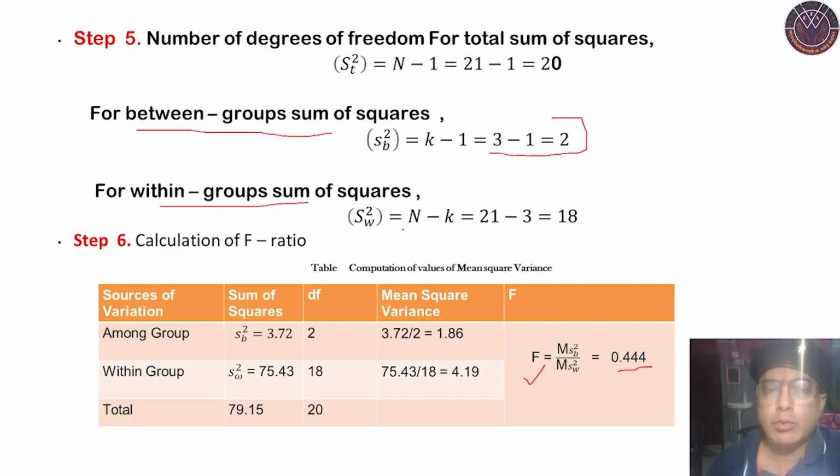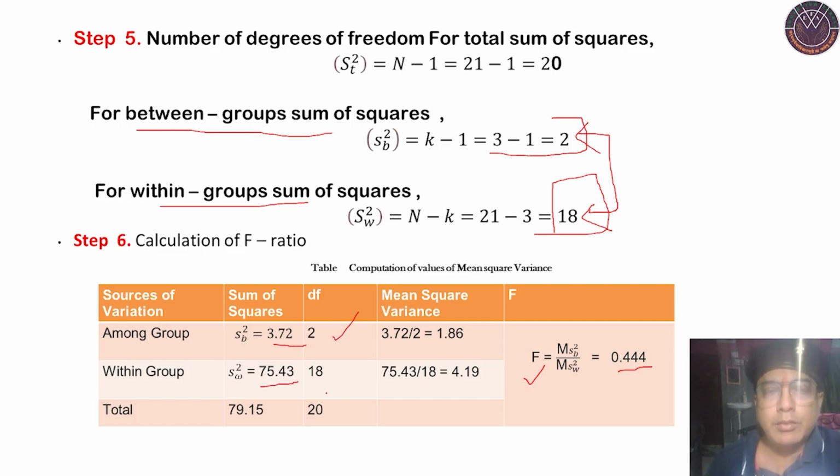N is the total number of samples comprising all the groups taken together, and k is the number of groups. So here N is 21 minus 3, that is 18, the within groups degrees of freedom. These 2 degrees of freedom will be used in the ANOVA table, because there are two, one between groups and the other within groups. When you calculate the F ratio, this is the table: among group variance, within group variance. Sum of square between is 3.72, which we have calculated, and sum of square within is 75.43.